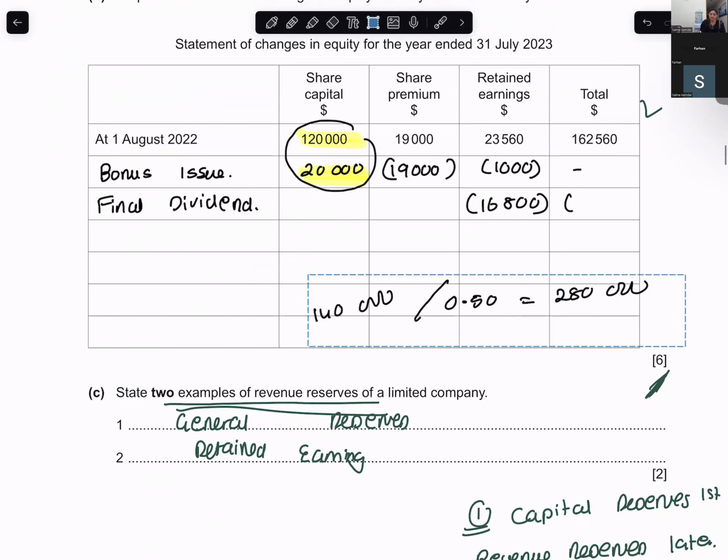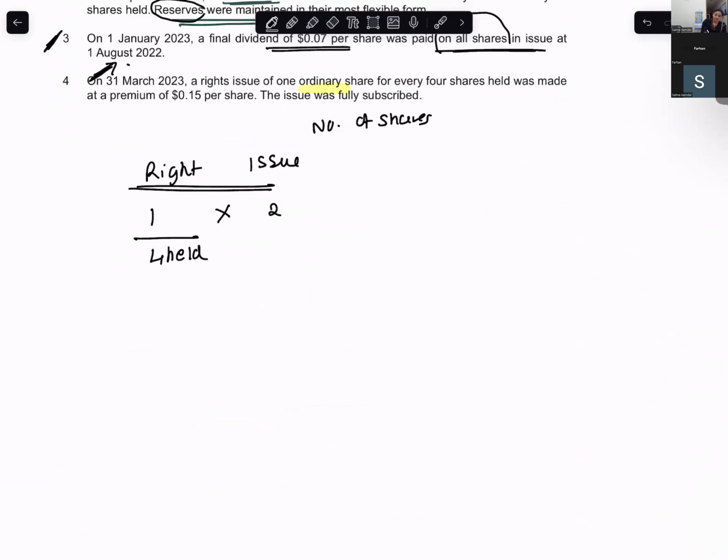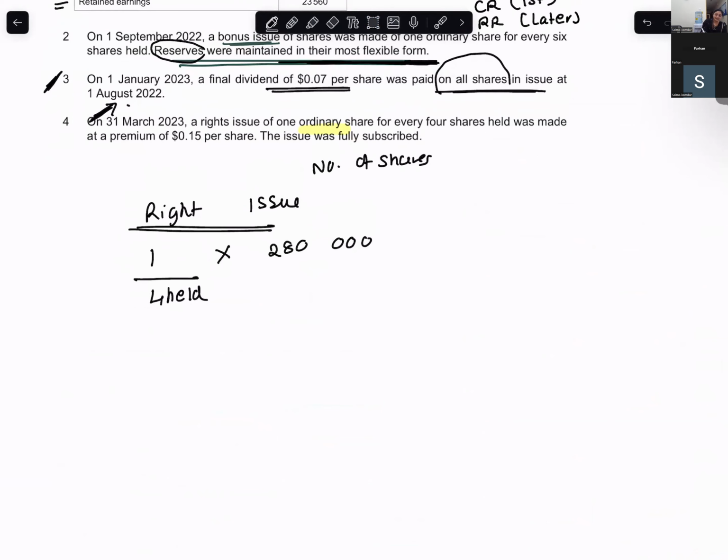So what are the shares that are held with you? 1/4 shares. So you will get the number of shares that you're going to give as right issue. 280,000 divided by 4. Number of shares as right issue will be how much? It's coming 70,000. 70,000 shares as right issue. So 70,000 you're going to give as right issue.